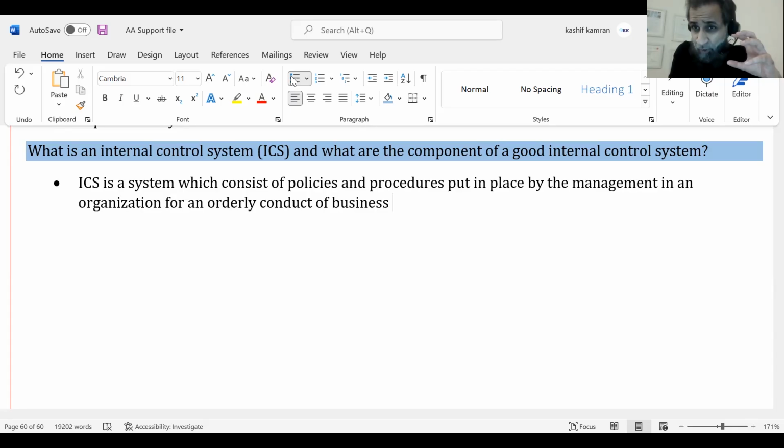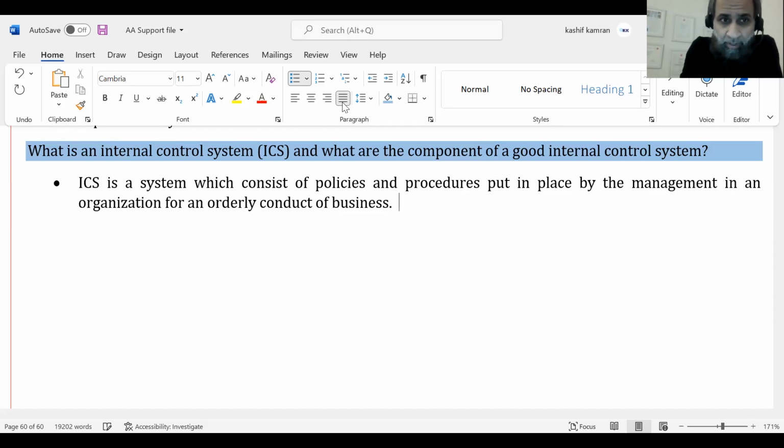So if you want to have a very organized company where everything is done systematically, you need to make the policies and procedures. We know no company can be run without policies and procedures. If there are no policies and procedures, there will be a complete chaos in a company. Everything will be haphazard in a company. So ICS is a system, right, which consists of policies and procedures put in place by the management in an organization for an orderly conduct of the business. So that's like a definition of what an ICS is.